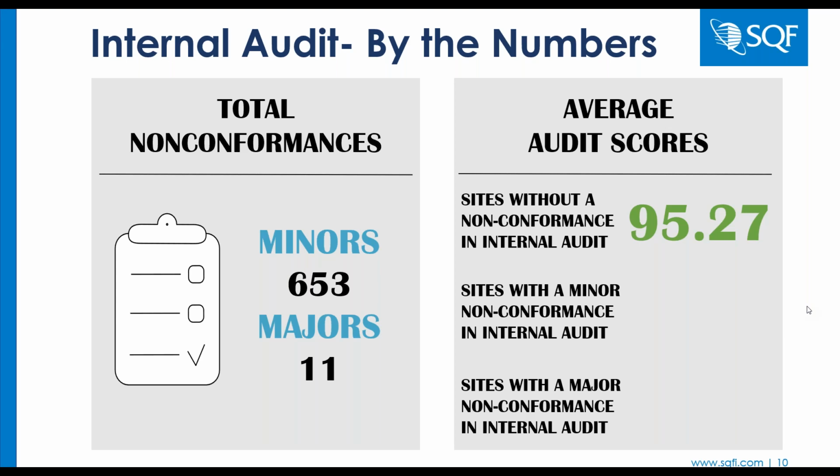Then I looked at those 653 sites that got a minor nonconformance in internal audit. So, you know, a minor is only worth 1 point. So how much does a minor in internal audit really impact a site's audit score? You might think 1 point, right? No, the average of those 653 sites was 89.82. So they dropped almost 5.5 points for those sites that received a minor in internal audit.